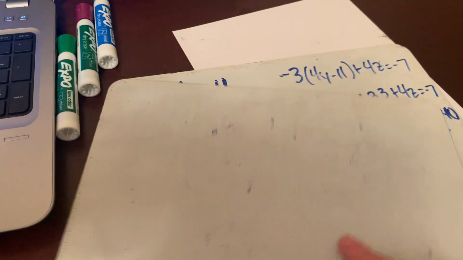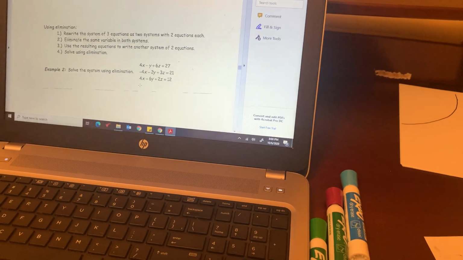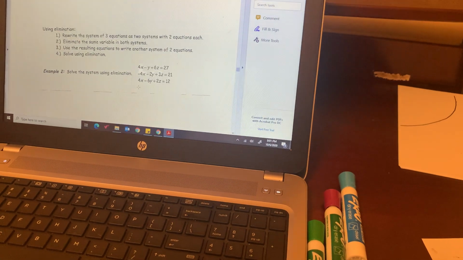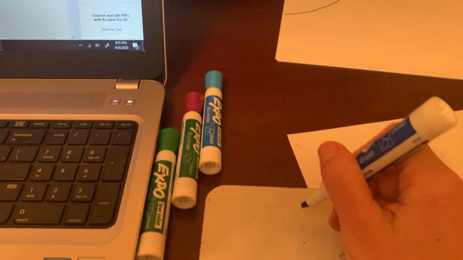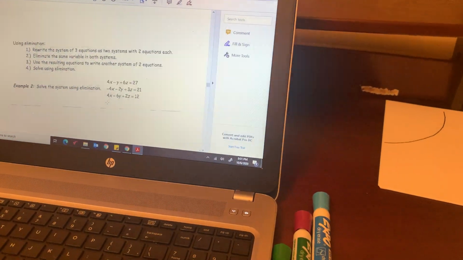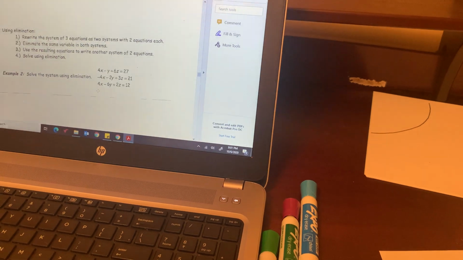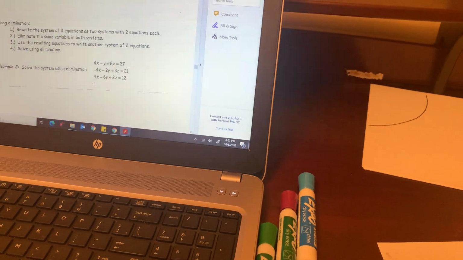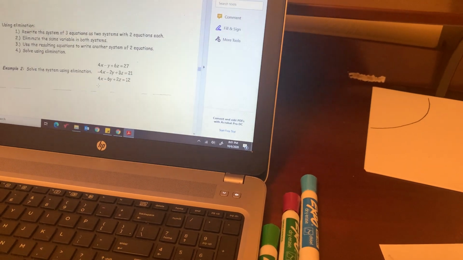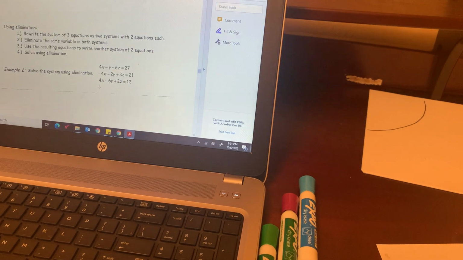Can't find my eraser, whatever. Okay, so elimination. It says rewrite the system of 3 equations as a system with 2 equations. So same thing. We want to put it back as a system with 2 equations. So 4x minus y plus 6z equals 27. Negative 4x minus 2y plus 3z equals 21. 4x. Okay, so looking at this, I'm writing this down.